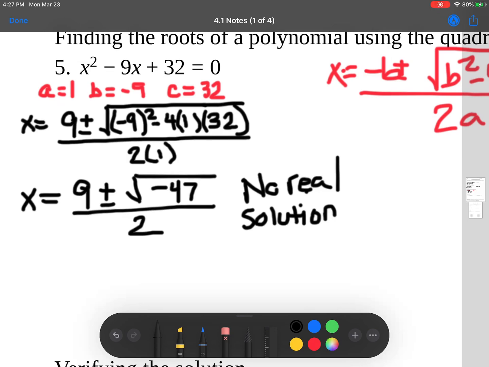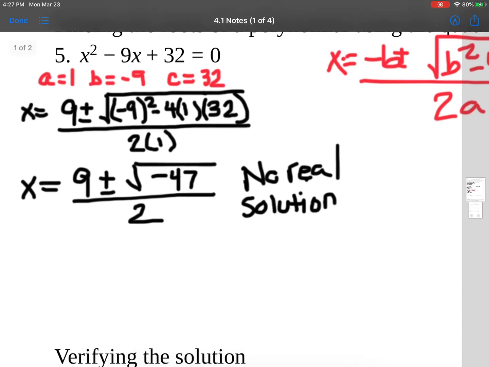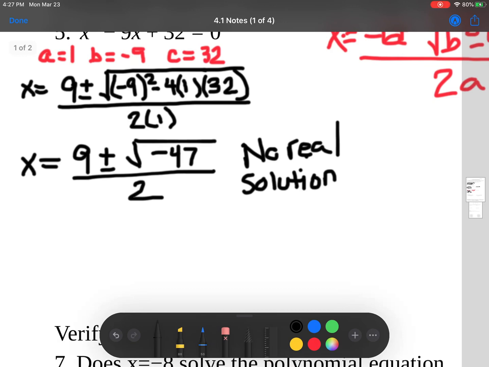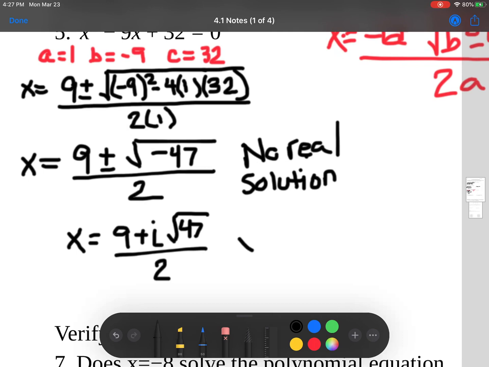If you had real solutions, what we could do is go ahead and split this up into 2 separate answers. I'll give you the example here. So our first answer would be 9 plus the square root. Actually, I would take this negative and turn that into our imaginary number. Now 47 is a prime number, so we can't break that down any farther. So 9 plus i square root of 47, and our second answer would be 9 minus i square root of 47, divided by 2.